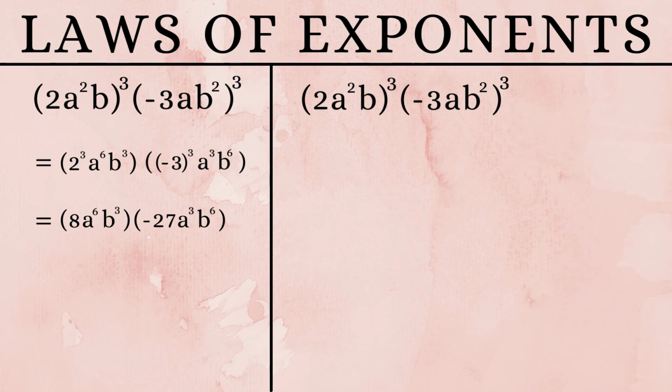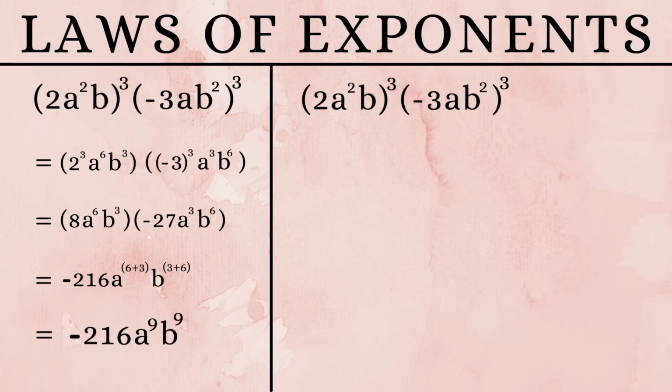In our next step, we multiply the coefficients, a terms and b terms separately. 8 into minus 27 becomes minus 216. A to the power of 6 into a to the power of 3 becomes a to the power of 6 plus 3. And b to the power of 3 into b to the power of 6 becomes b to the power of 3 plus 6. So our final answer is minus 216 a to the power of 9 b to the power of 9.